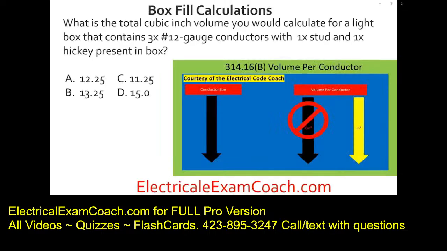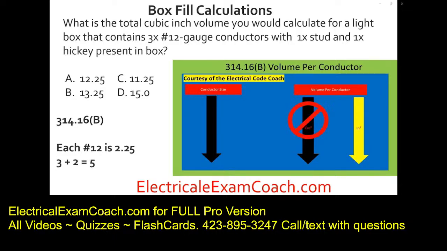What is the total cubic inch volume you would calculate for a light box that contains 3 12-gauge conductors with 1 stud and 1 hickey present in the box? For this one, we're going to go to table 314.16(B). We know that each 12 is 2.25 cubic inches. Now let's count our conductors.